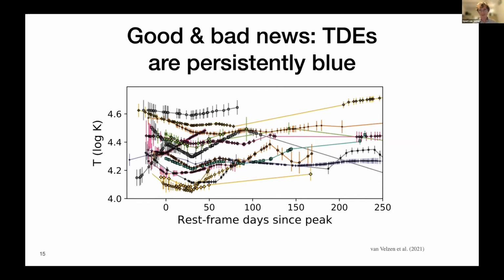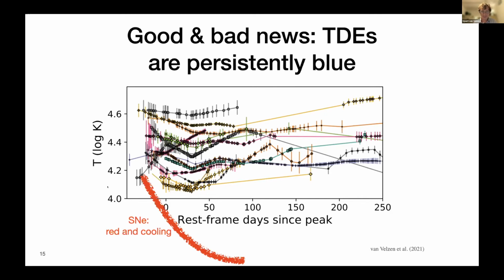And there is good and bad news based on the temperature of tidal disruption events, because they're blue and they're persistently blue. So the fact that they're persistent is good because supernovae cool. So you can use this to separate tidal disruption events from supernovae. But because they're blue, there is a problem when you use Rubin data to identify them. And I'll show this in the next slide.